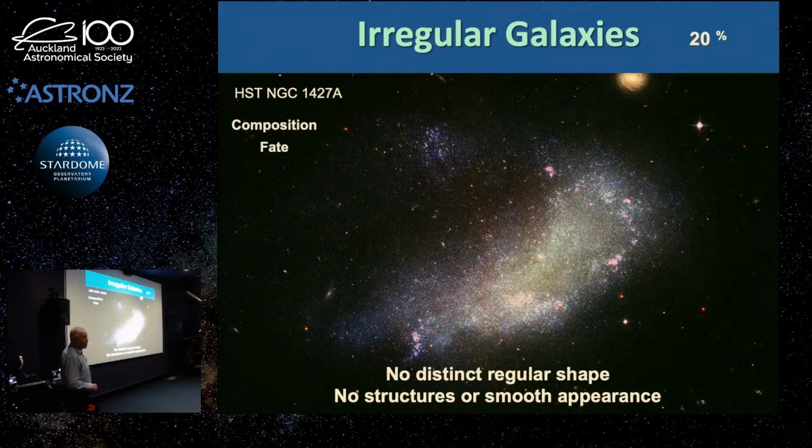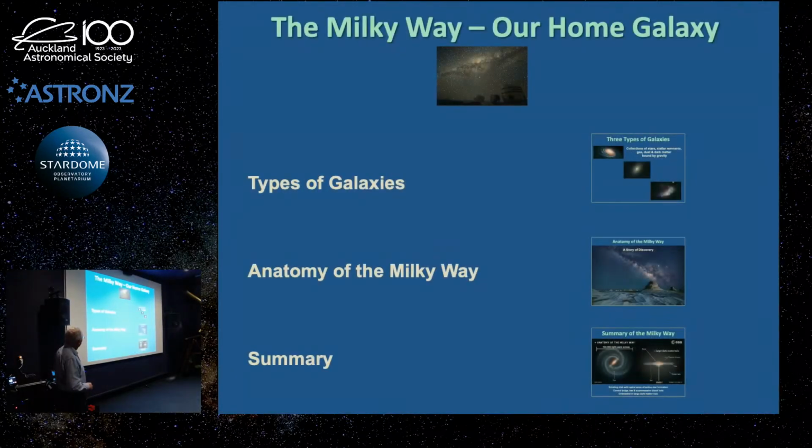Their composition is usually a mixture of young and old stars, and their fate, eventually they end up as satellite galaxies of much larger galaxies, and they eventually merge in with those larger galaxies because they're small and they're next to something much bigger, and they tend to just get eventually merged in and cannibalized by larger galaxies. So those are your three types of galaxies.